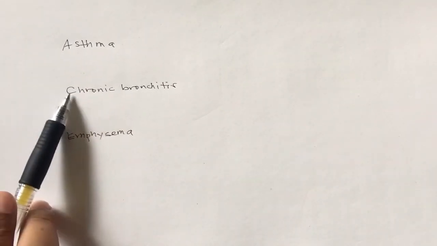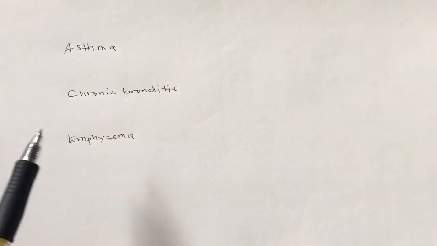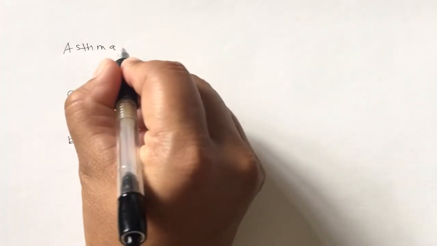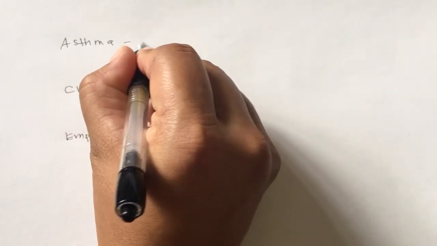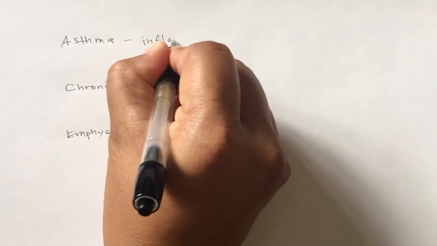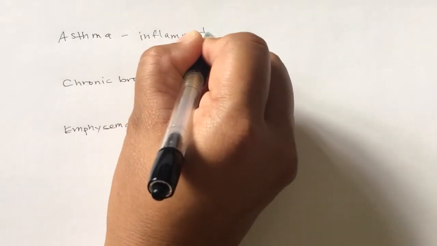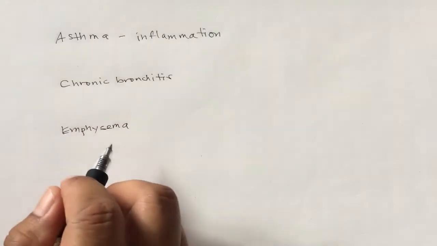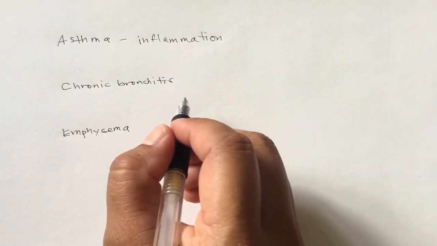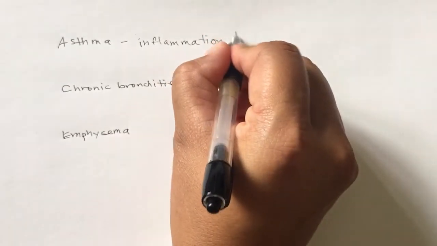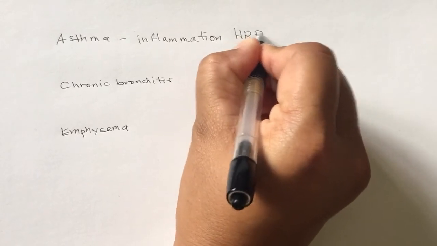So I have asthma, chronic bronchitis, and emphysema. Asthma, primarily you think, because we're trying to separate the three, right? You think inflammatory process, right? So inflammation. And what are the 4 signs of inflammation? We have heat, redness, pain, and swelling. So herpes. So we have H, R, P, and S.